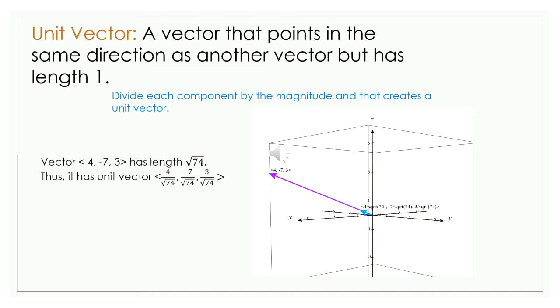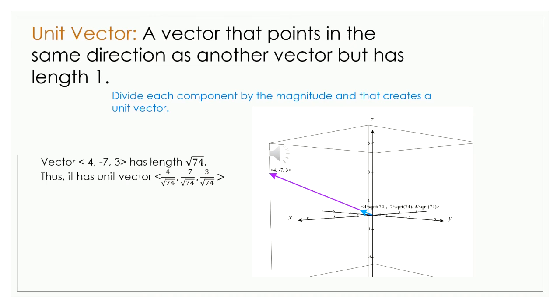So how do you find a unit vector? Well, if you take any vector and you divide each component by the length of the vector, you will create a vector that has length 1 and is still pointing in the same direction.